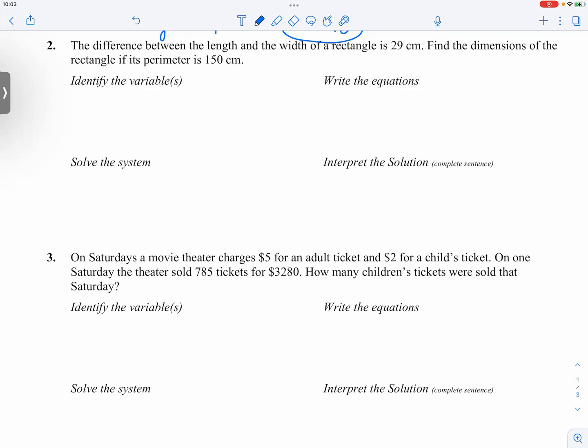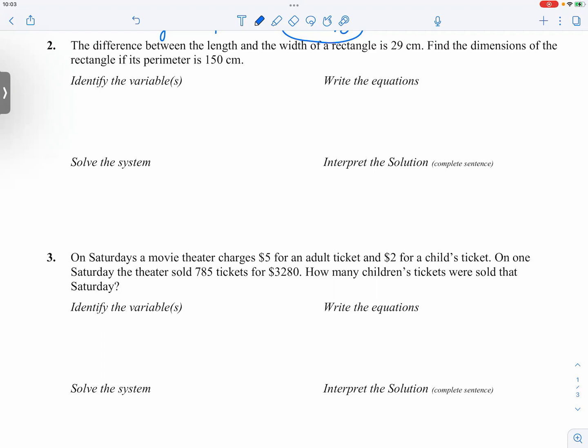What is perimeter? Do you know perimeter? The outside, all the sides, all the lengths, all added up together, right?